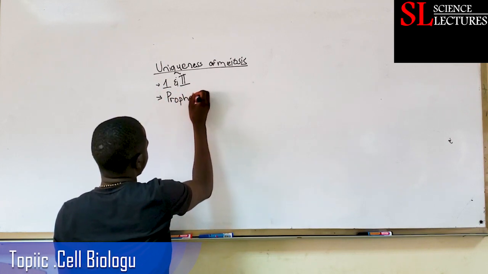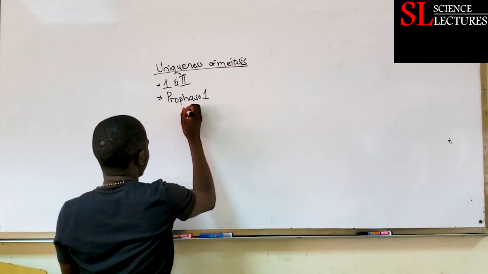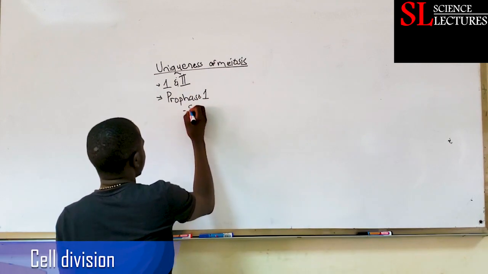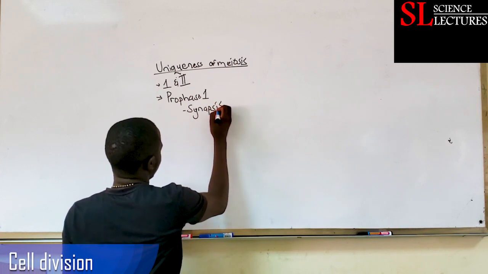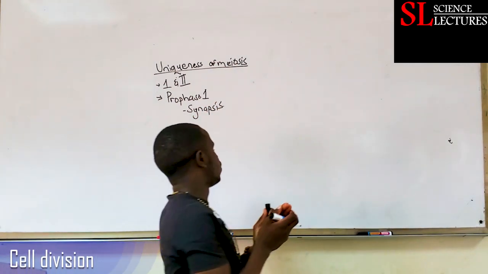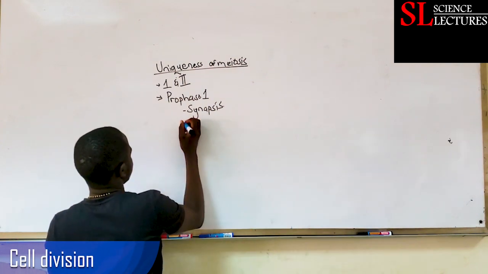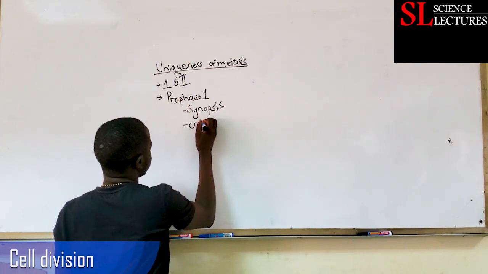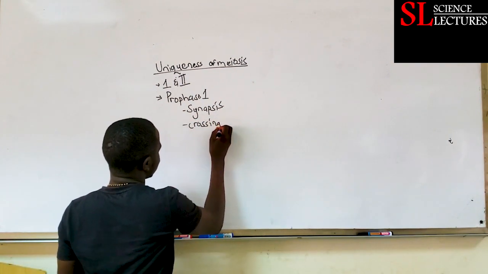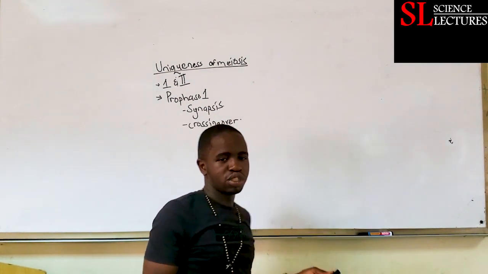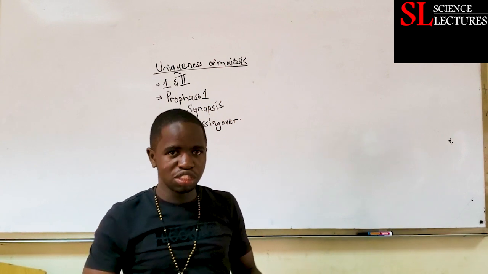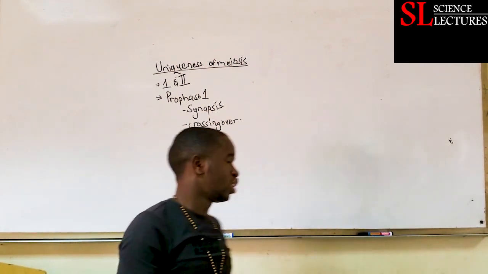Then we talk of the individual phases. That is prophase 1. In prophase 1, we have something unique which we call synapsis, where we have combination of 2 different chromosomes to form tetrads. Then number 2, we have what they call crossing over, where we have exchange of different parts of the chromosomes, forming new genetic combinations, bringing about genetic variation.